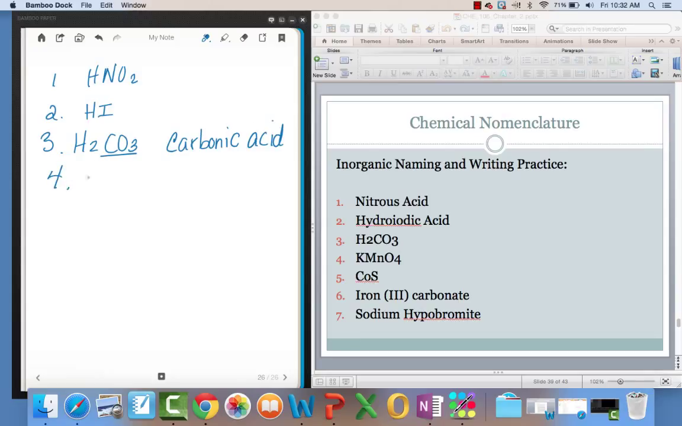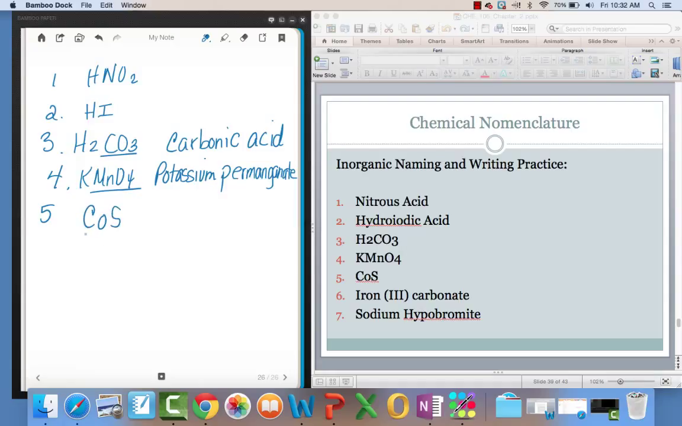Number 4, this is a regular compound, but it is a ternary compound because it contains a polyatomic. So in a ternary compound, I simply name the metal. So this is potassium, and then I name the polyatomic, which is permanganate. Permanganate.